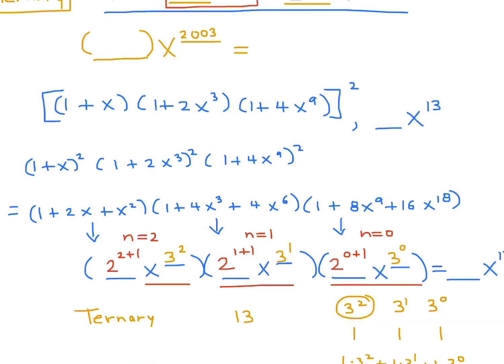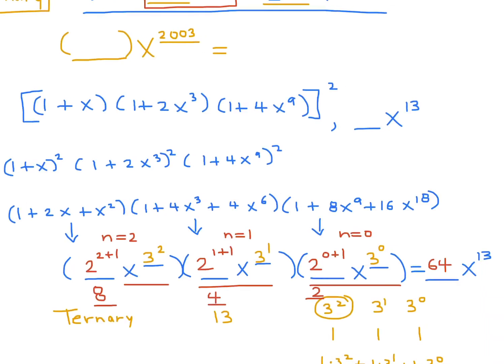So what are these coefficients? 2 to the power of 2 plus 1 is 2 to the power of 3, which is 8. 2 to the power of 1 plus 1, that's 2 to the power of 2, which is 4. And 2 to the power of 0 plus 1 is 2 to the power of 1, which is 2. And therefore, it's a multiplication question. So our coefficient is 8 times 4 times 2, which is 64. So you see how that worked there? A little bit of practice always helps.